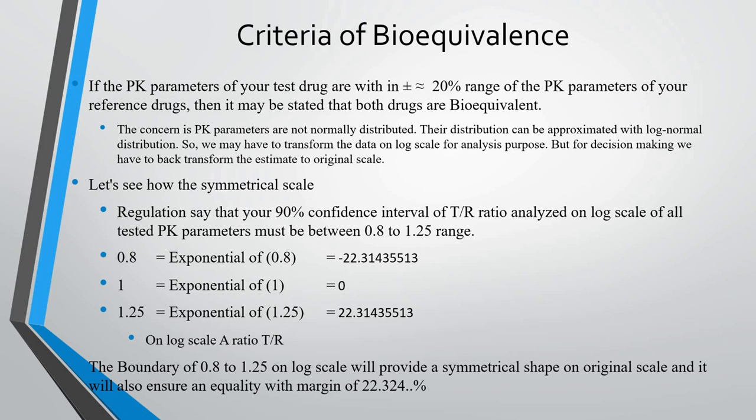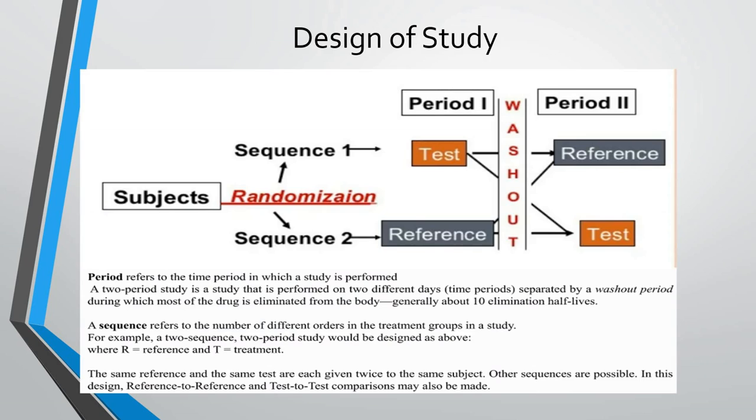So if we see the FDA guidelines, EMA guidelines, and Indian health regulation guidelines, all the agencies are fine if we are in between these boundaries, 0.8 to 1.25, when the data is analyzed on the log scale. So let's see how we are going to work with this scale.